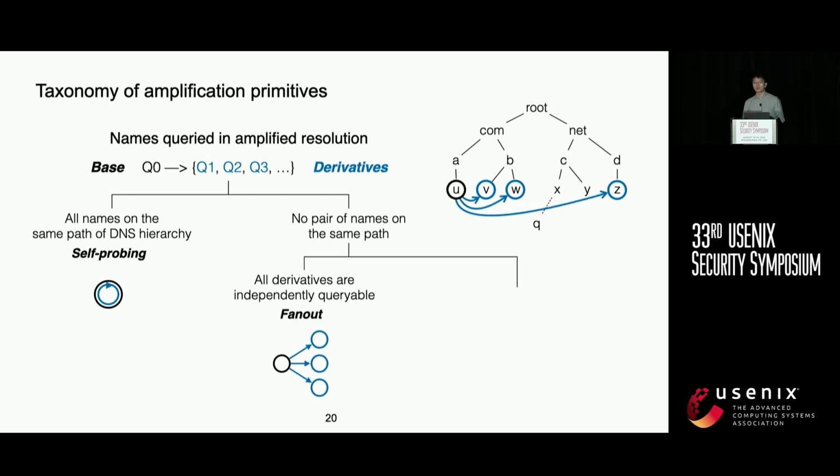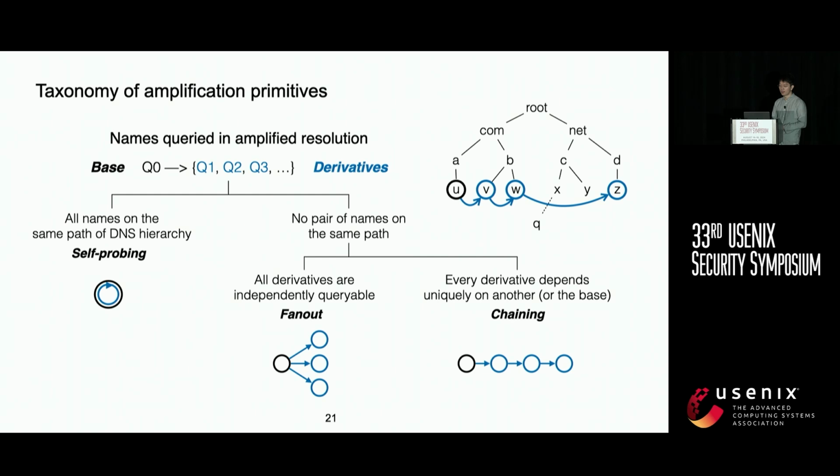First, all the derivatives are independently queryable and they can be resolved in parallel. We call this form fan-out, which extends the breadth of a resolution. Next, every derivative depends uniquely on another, and they must be looked up in order. And compared to fan-out, this chaining form extends the depth of a resolution.